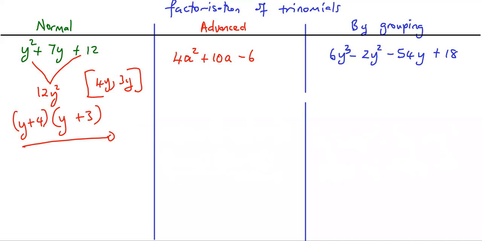Here we're going to multiply the first and the last. Then it's going to give you negative 24a squared. Then let's look for the factors. What factors, if we multiply them, give us negative 24a squared, but if we add, we get 10? So in this case, we can have factors of 6a and 4a. We can also think of 12 and 2, so 12a and 2a.